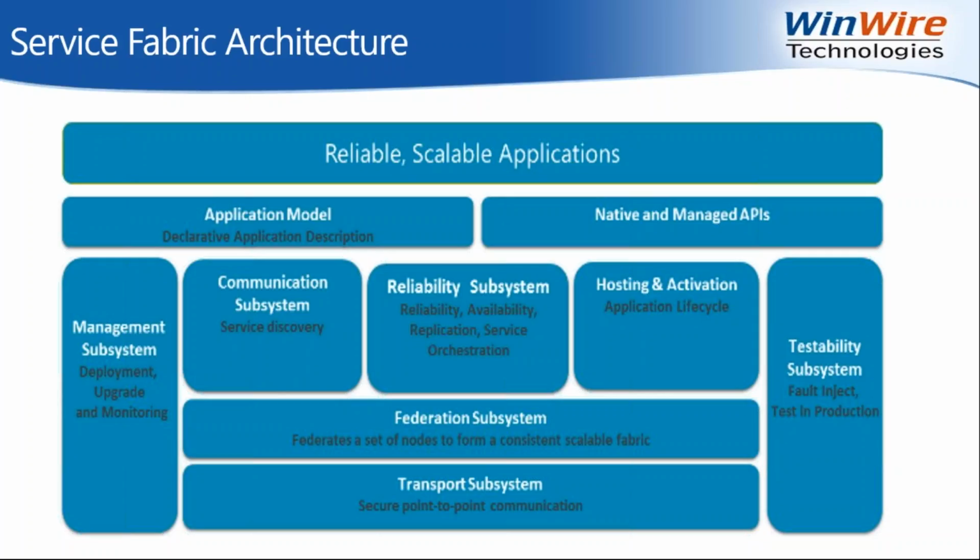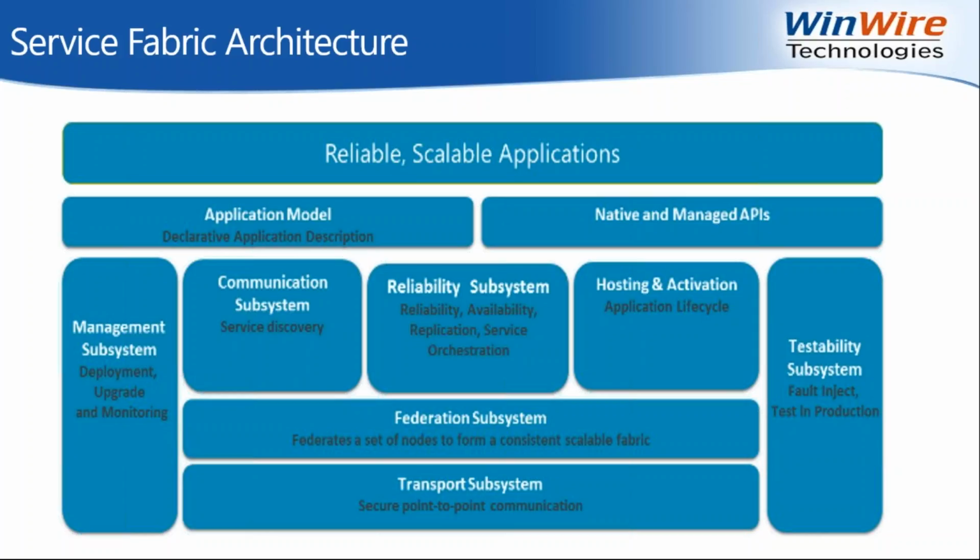The federation subsystem that lies on top of it essentially unifies your Service Fabric nodes into one single entity, which is called a named cluster, so that Service Fabric can consistently route the requests or even detect failures and manage them. The communication subsystem is responsible for the discovery of services, because at the end of the day, the services have to be discovered in the form of URLs.